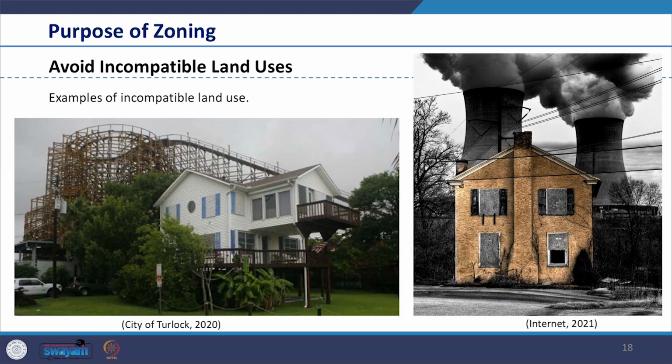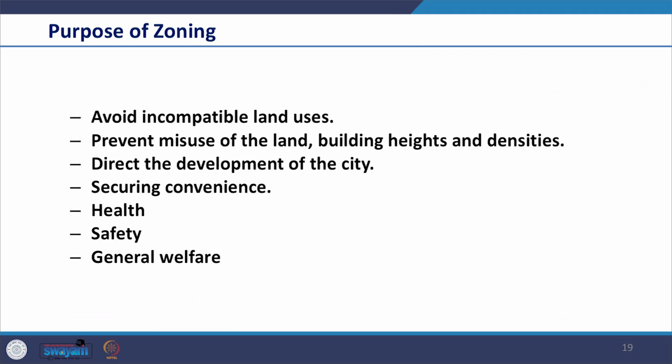Looking at the broader purpose of zoning, it is to avoid incompatible land uses coming together, prevent misuse of the land, determine the building heights and density, and give direction to the development of the city. It also needs to secure convenience, health, and safety, and look at the general welfare of the people.